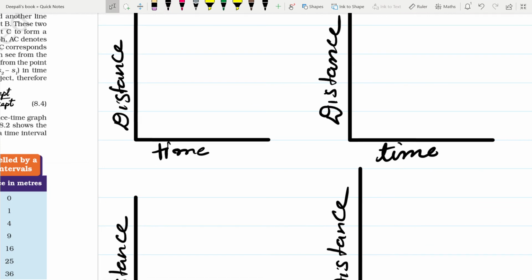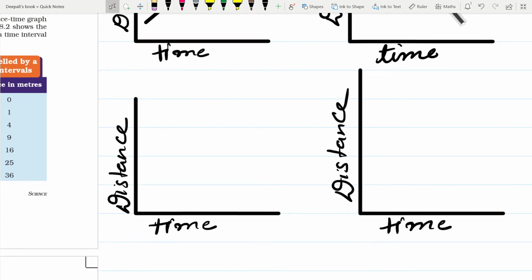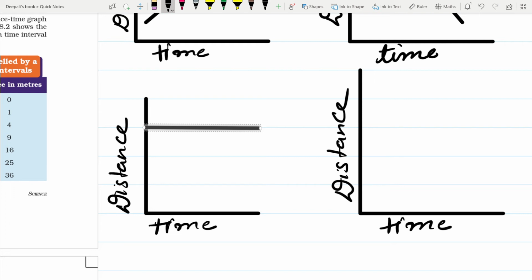Now, if the body is moving with uniform velocity, then it will show a slope moving upwards in a straight line. If the body is in retarded motion, it will show a slope downwards. If the object is stationary, meaning it does not move at all, then it will show a line parallel to the x-axis. This shows a stationary object, meaning the time is changing but the position of the object is the same.